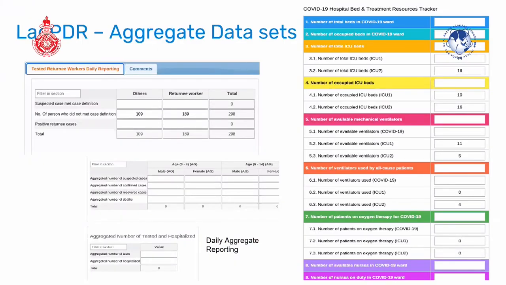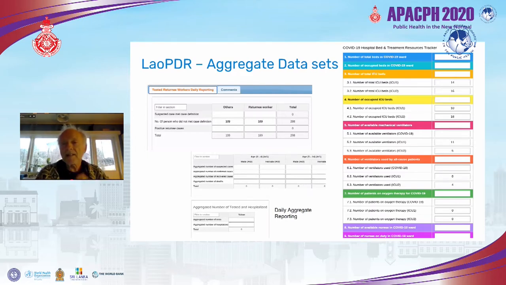We move to a smaller country, Lao PDR. You see here, they are also using DHIS2 in a number of ways in their health sector, and have implemented the COVID-19 packages. You see here also the data collection form for hospital bed and treatment resource, what they call the treatment resource tracker. Like we saw also from Sri Lanka, they are tracking the ICU beds and other availability of other services and technical features.